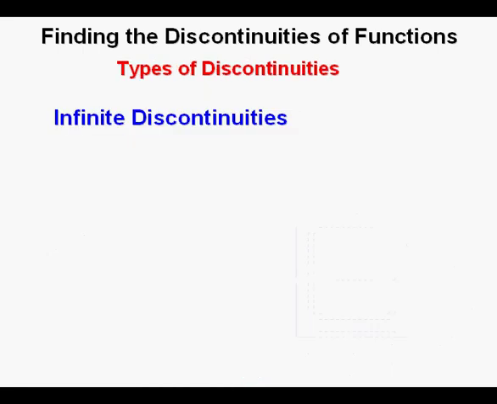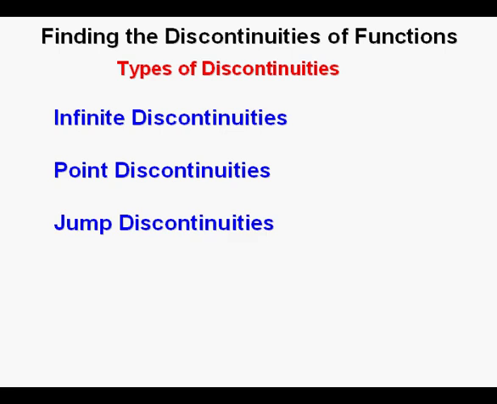There are three types of discontinuities or breaks in functions that would otherwise be continuous. There are infinite discontinuities, we have point discontinuities, and we also have jump discontinuities.